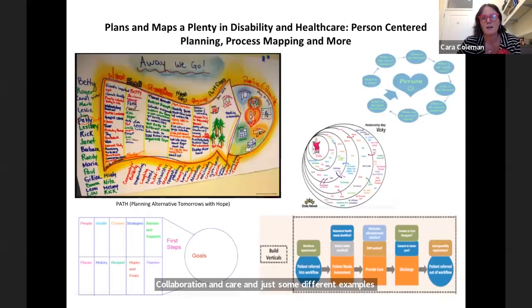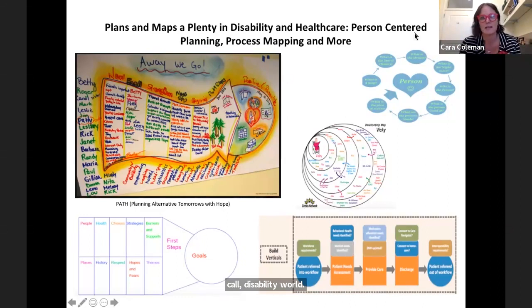So there have been all kinds of maps that have been used in what I will call disability world for kids with disabilities, with genetic conditions, with medical complexity, whatever sort of label and descriptor you want to use for our kids, I'll call them. And different maps like the one here on the left, Path Planning Alternative Tomorrows for Hope, ones that bring together all the people and things and goals and hopes and dreams and medical and otherwise in a child's life and in a family's life, and maps it so that there is some sort of organization and direction.